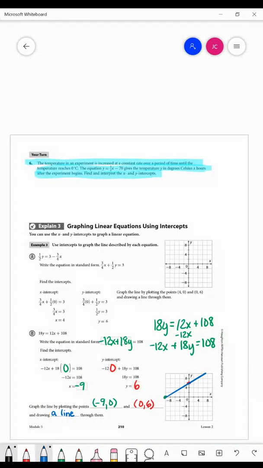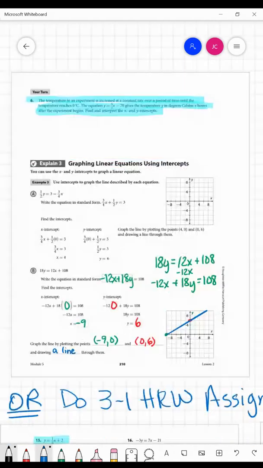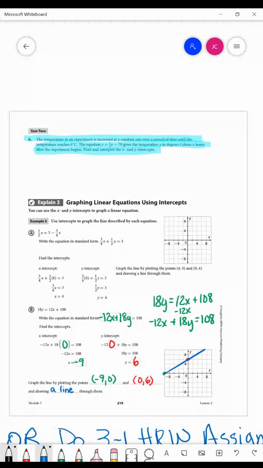Okay, so I want you to do number 6. Same process. All we're doing is trying to find out what the temperature is when Celsius is zero. All that's saying is replace 0 in for y, and then replace it in for x and find the x-intercepts of how long it would take. Okay?